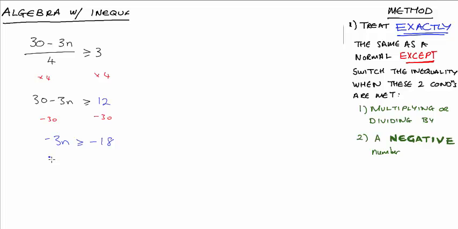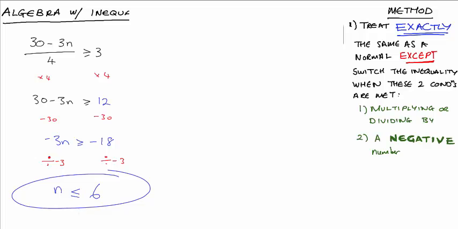Now, we divide by minus 3. This is where you flip the sign, because you're dividing by a negative number. So finally you get to n, but now you've flipped the sign, and minus 18 divided by minus 3 is 6. So the answer is n is less than or equal to 6. That's all the inequalities done. That really is all there is to inequalities.